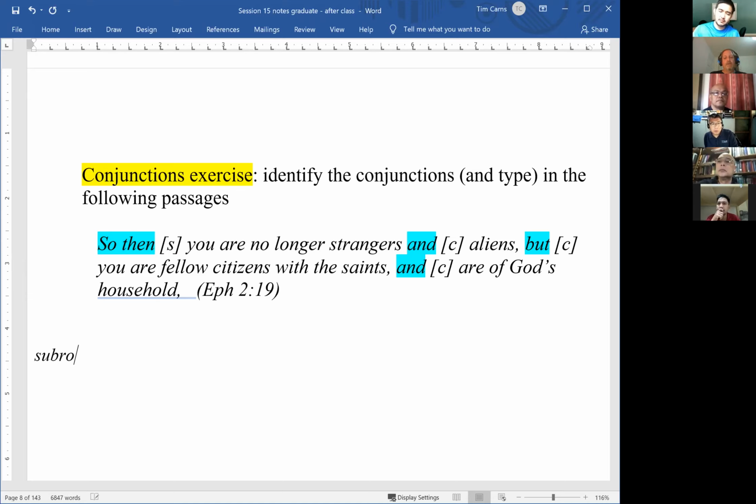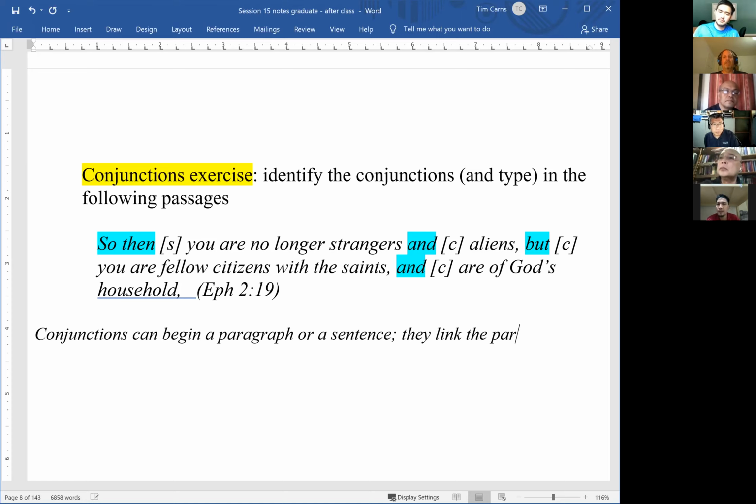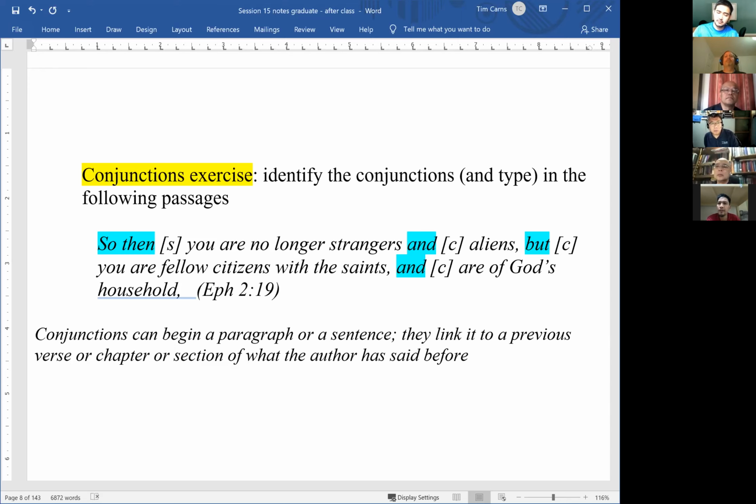Conjunctions can begin a paragraph or a sentence, and when they do so, they link the paragraph to a previous verse or chapter or even a section of what the author has said before. And we spent some time, we looked at several passages. If you'll remember Ephesians 4:1, therefore I urge you, Paul says that I urge you to walk in a manner worthy of your calling, or Romans 12:1, therefore I urge you by the mercies of God to present your bodies a living sacrifice. We looked at Hebrews 10.